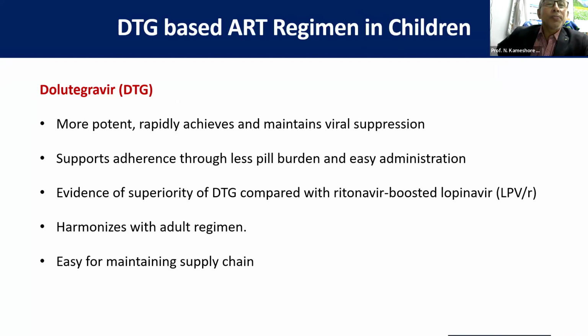Next, please. So, dolutegravir-based ART regimen in children. Dolutegravir, DTG, is a very important, more potent drug, rapidly active and maintains viral suppression. DTG supports adherence through less pill burden and easy administration. So there is evidence of superiority of DTG compared with ritonavir boosted lopinavir, and at the same time, it harmonizes with the adult regimen and therefore easy for maintaining supply chain also. Next.